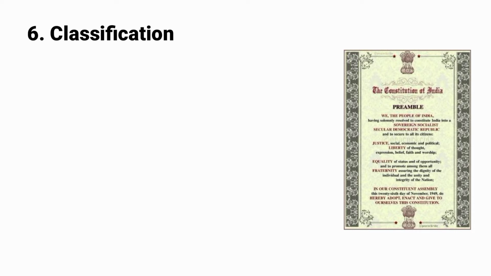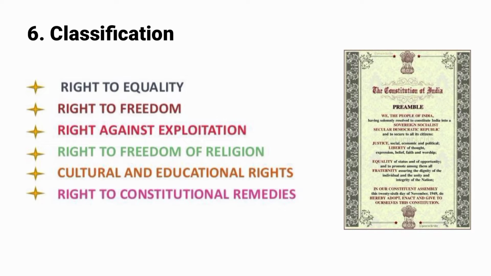Now let us see the classification of fundamental rights. So, the fundamental rights are classified into 6: right to equality, right to freedom, right against exploitation, right to freedom of religion, cultural and educational rights, and right to constitutional remedies. Now let us learn about fundamental rights in detail.